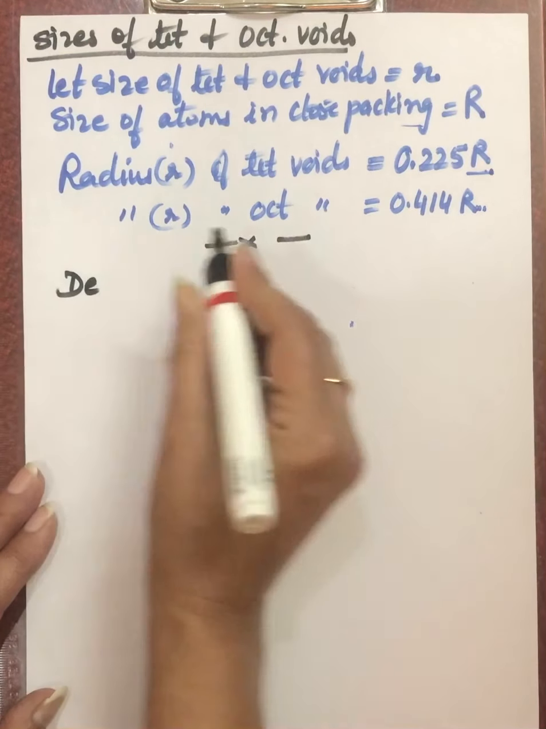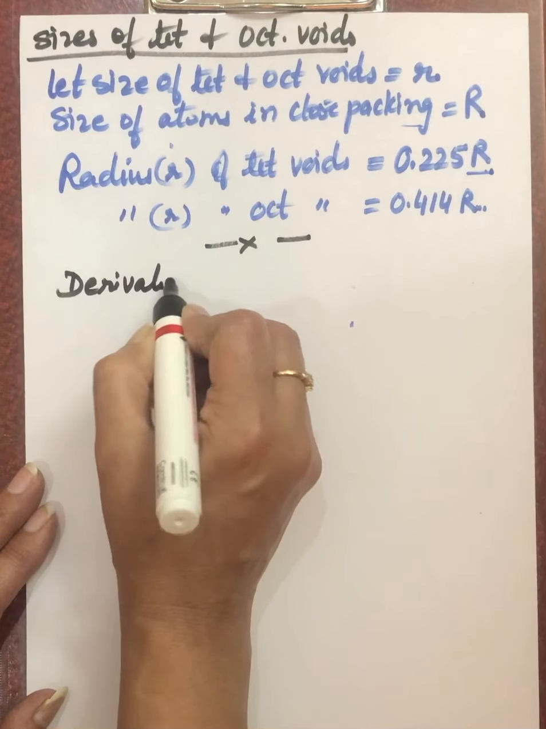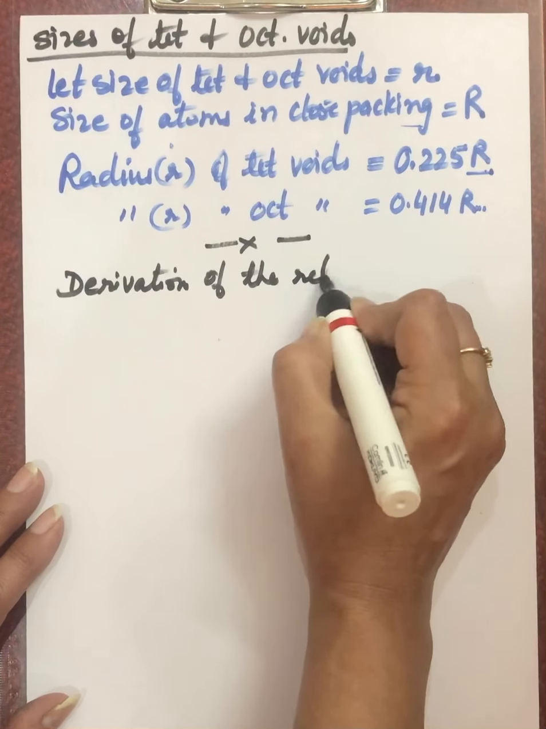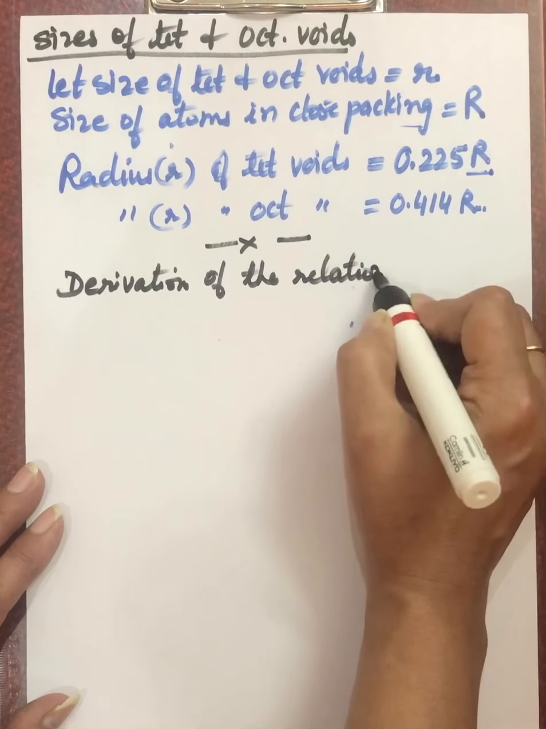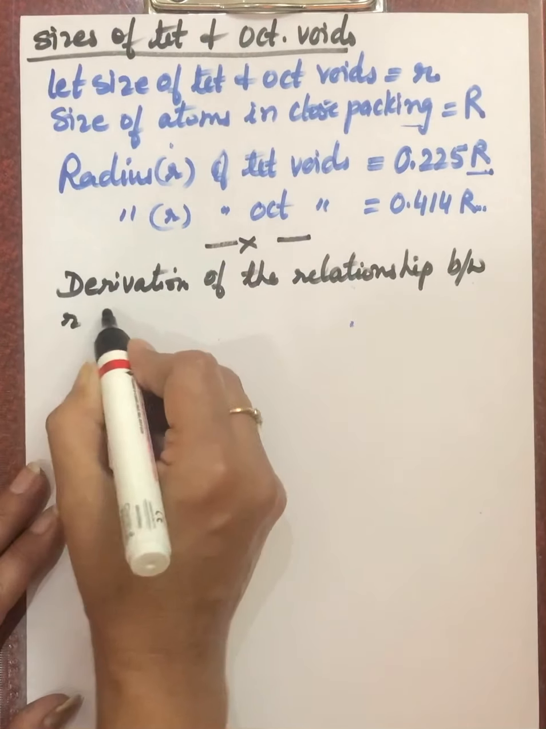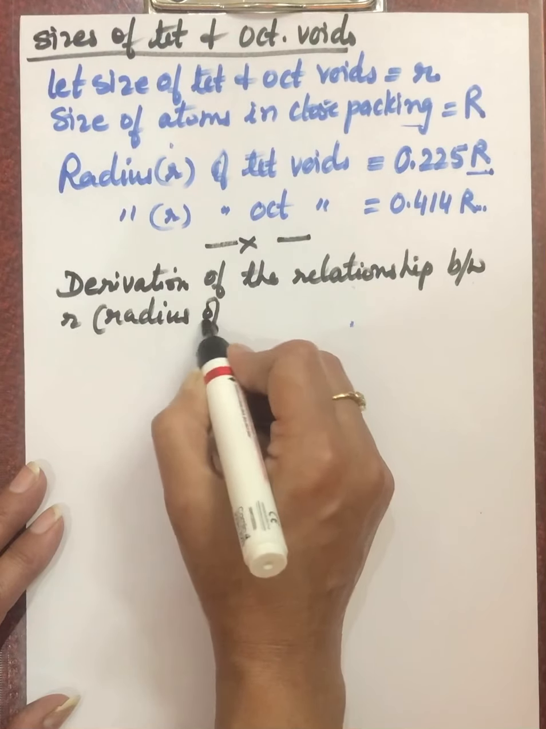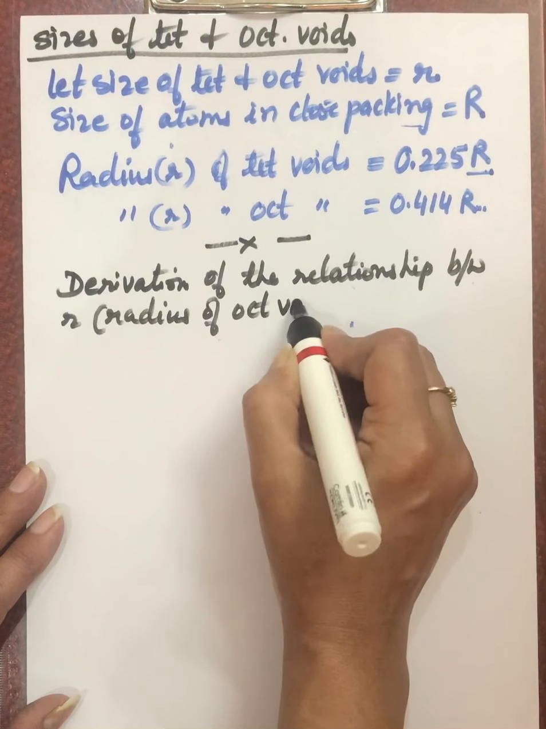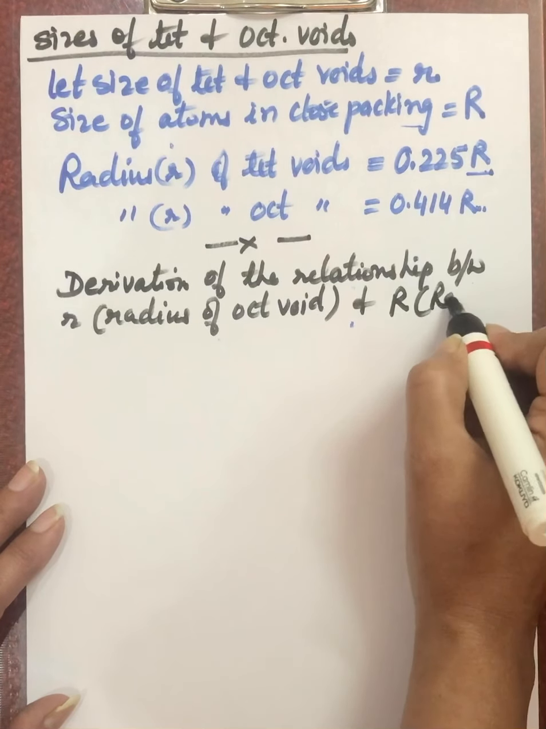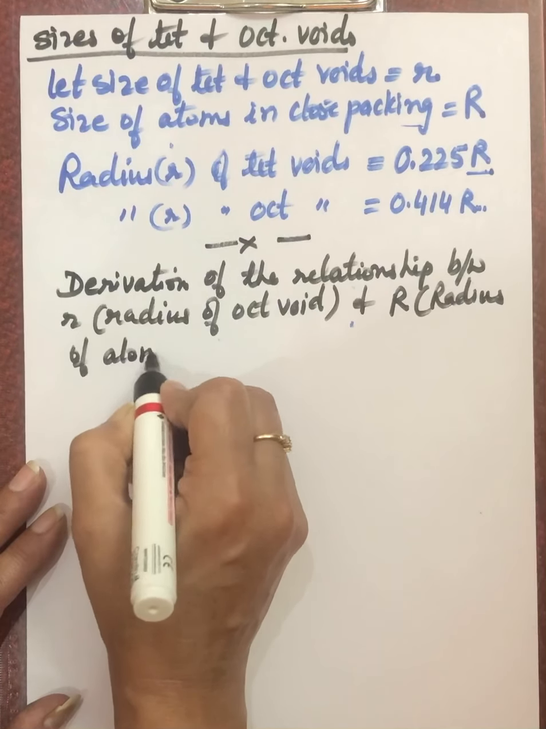Now we have a derivation of this relationship of octahedral voids. Derivation of the relationship between small r, which we are using for the size of voids. So here we are taking which void? Octahedral void. And capital R we take for the size of the atoms in close pack arrangement.